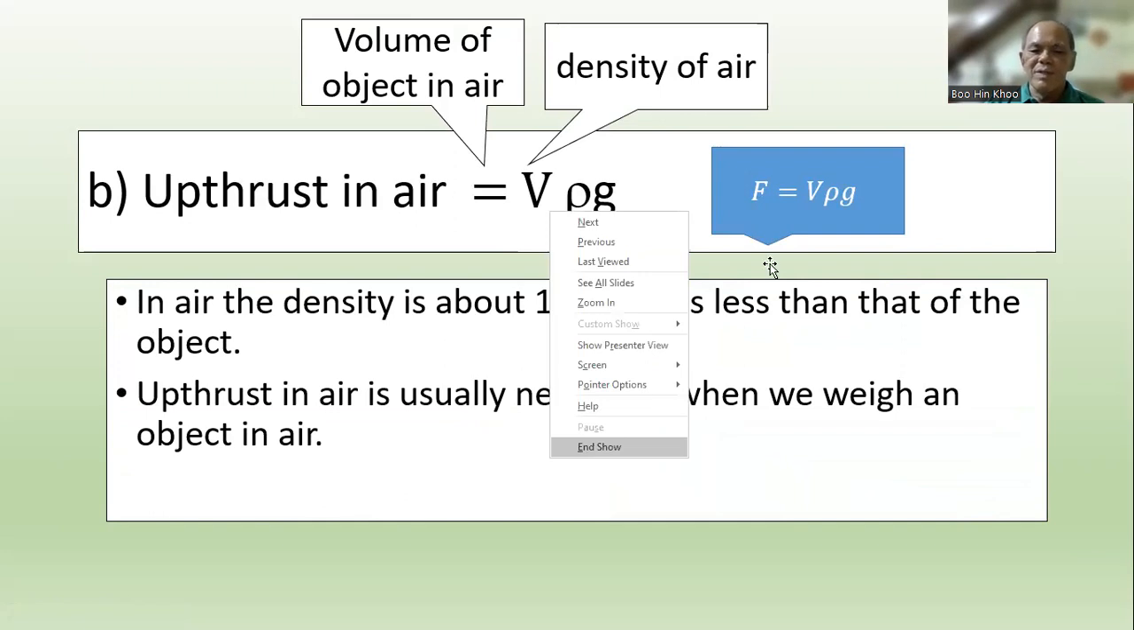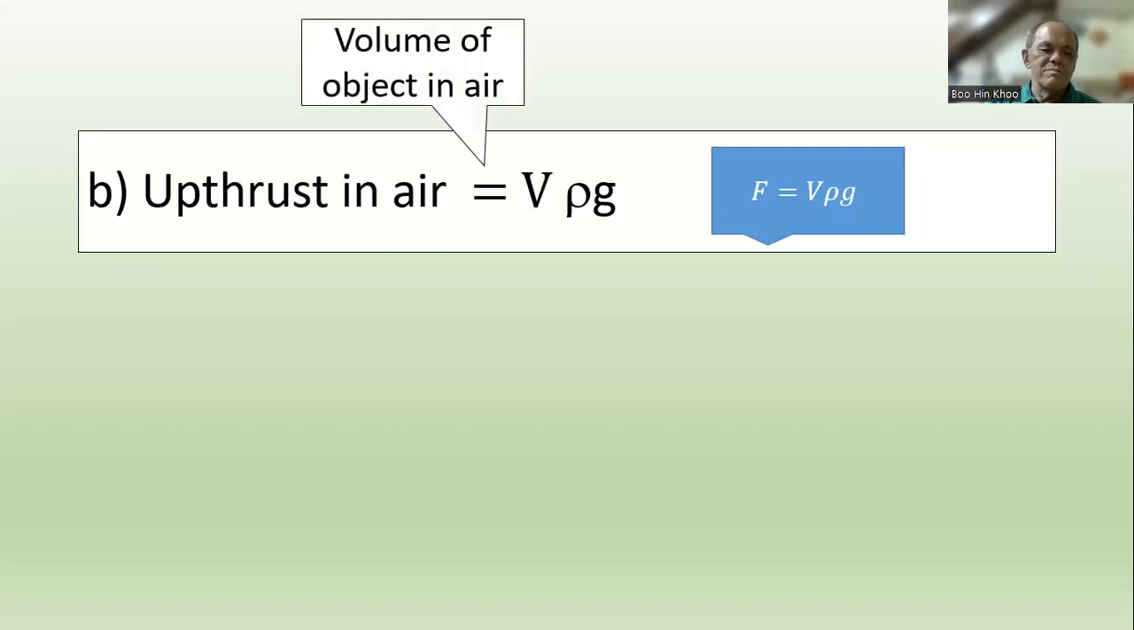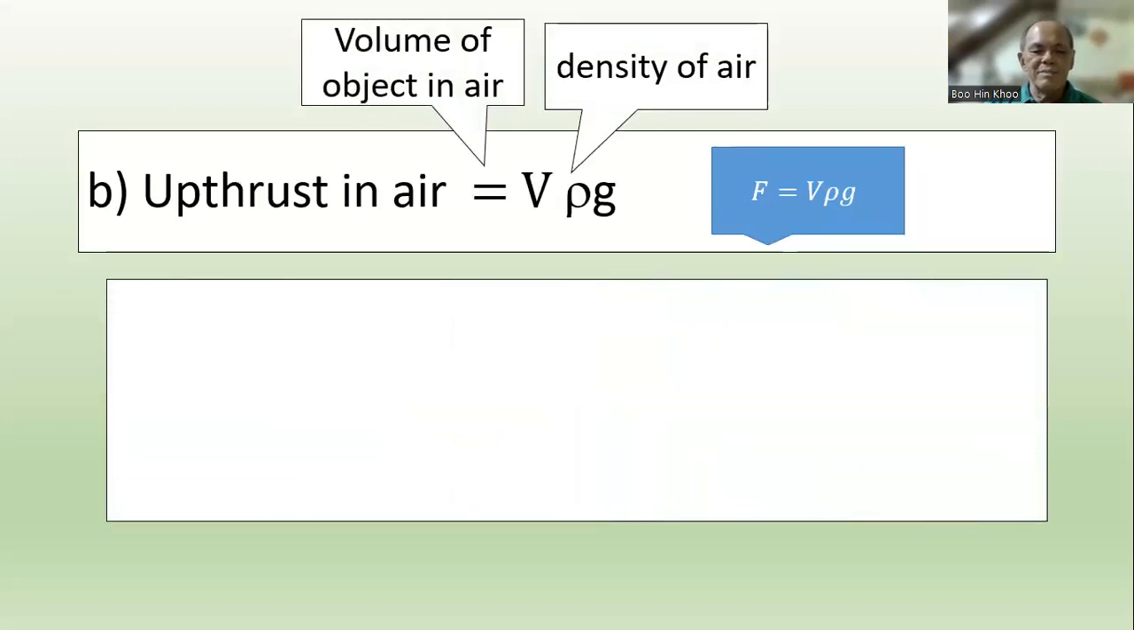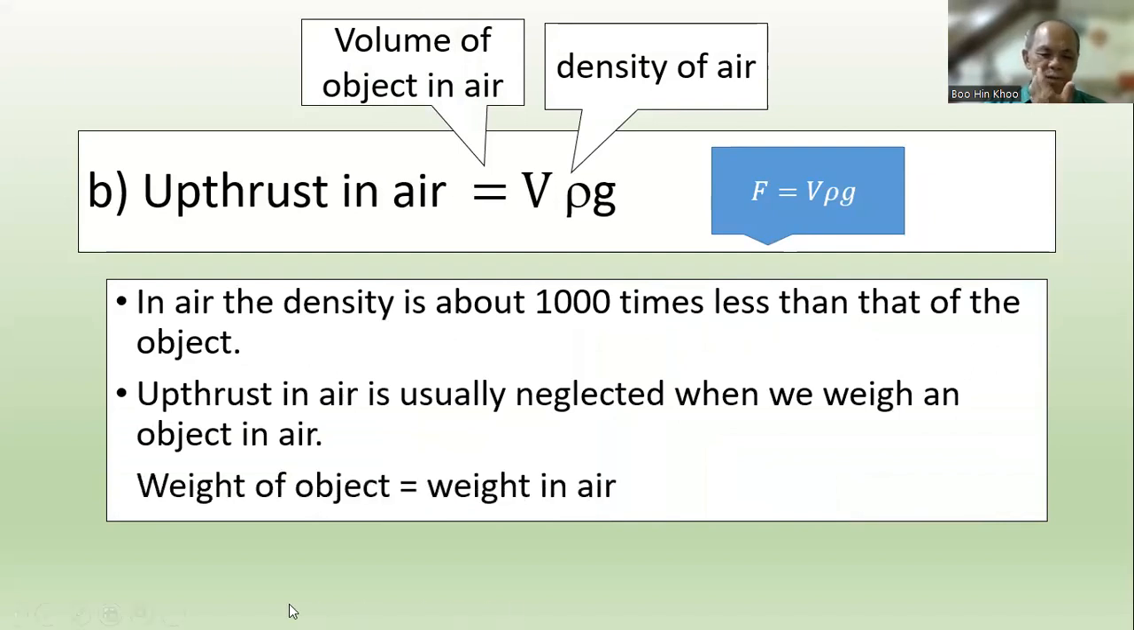Right? That's why when we study air resistance or motion in air, if air resistance is significant, we neglect upthrust because upthrust is too small. So the weight of the object in air equals the weight of the object, that's all. Don't need to correct for it. Weight of object equals weight in air.